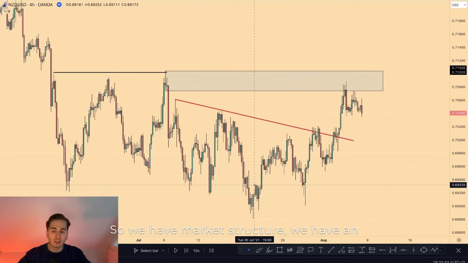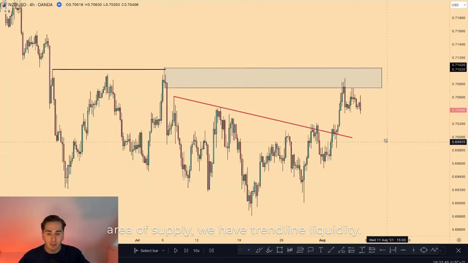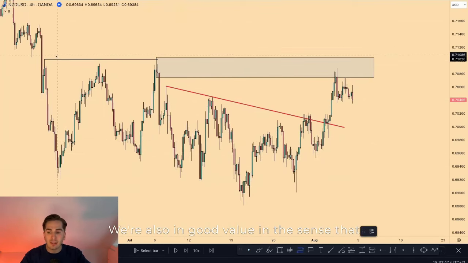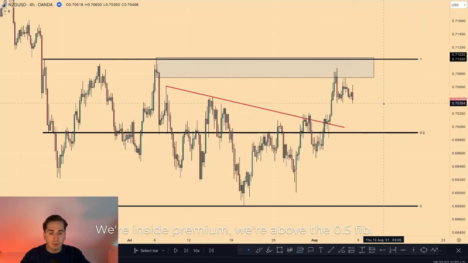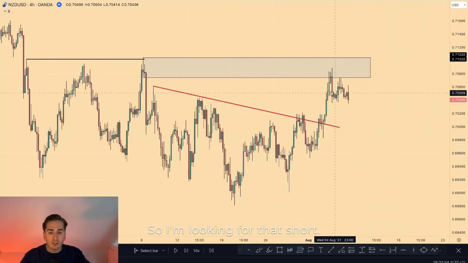So we have market structure, we have an area of supply, we have trendline liquidity. We're also in good value, in the sense that this is your overall, let's say, swing range. We're inside premium, we're above the 0.5 fib. So I'm looking for that short.